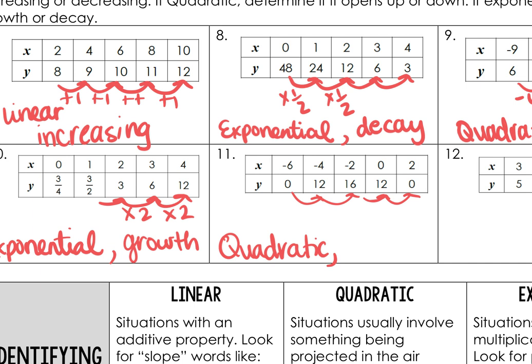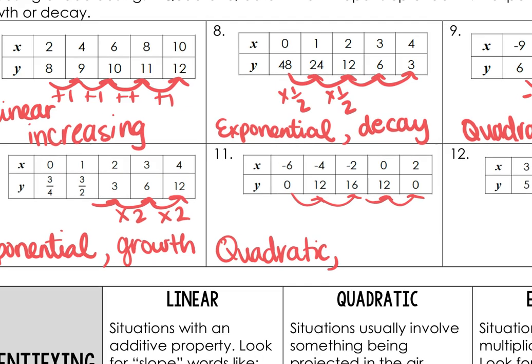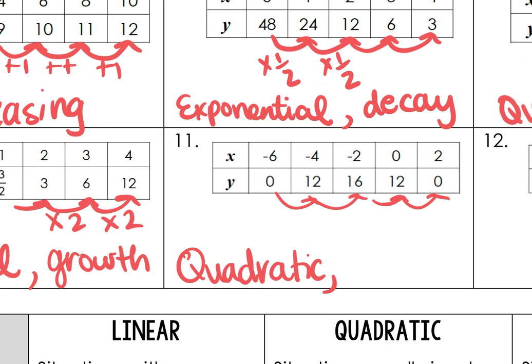Then we need to determine opening up or opening down. So if we're going 0 to 12, that's going up. 12 to 16, that's going up. Then we go back down and back down. So if I were drawing this, I have to go up and then down. So if I go up first and then down, well, now I can easily see on my picture that that U-shaped graph is going to open down.